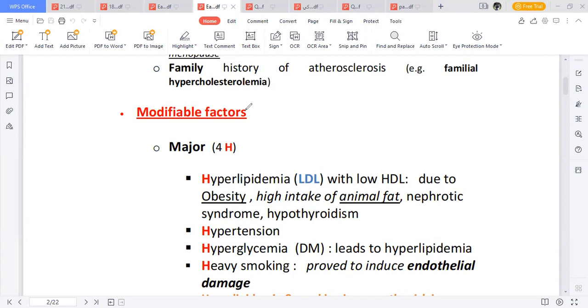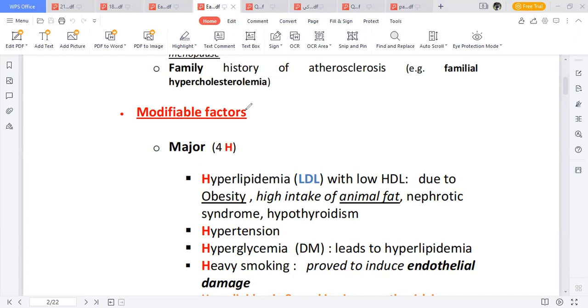But remember that there are 4 H's. So you've got hyperlipidemia being the first one. We can control hyperlipidemia. We can avoid taking things that are rich in lipids or fats, or we can just manage that hyperlipidemia. Maybe if you've got hypercholesterolemia, we'll give you drugs, the statins. Hypertension, you can control by giving antihypertensives. So you can control that.